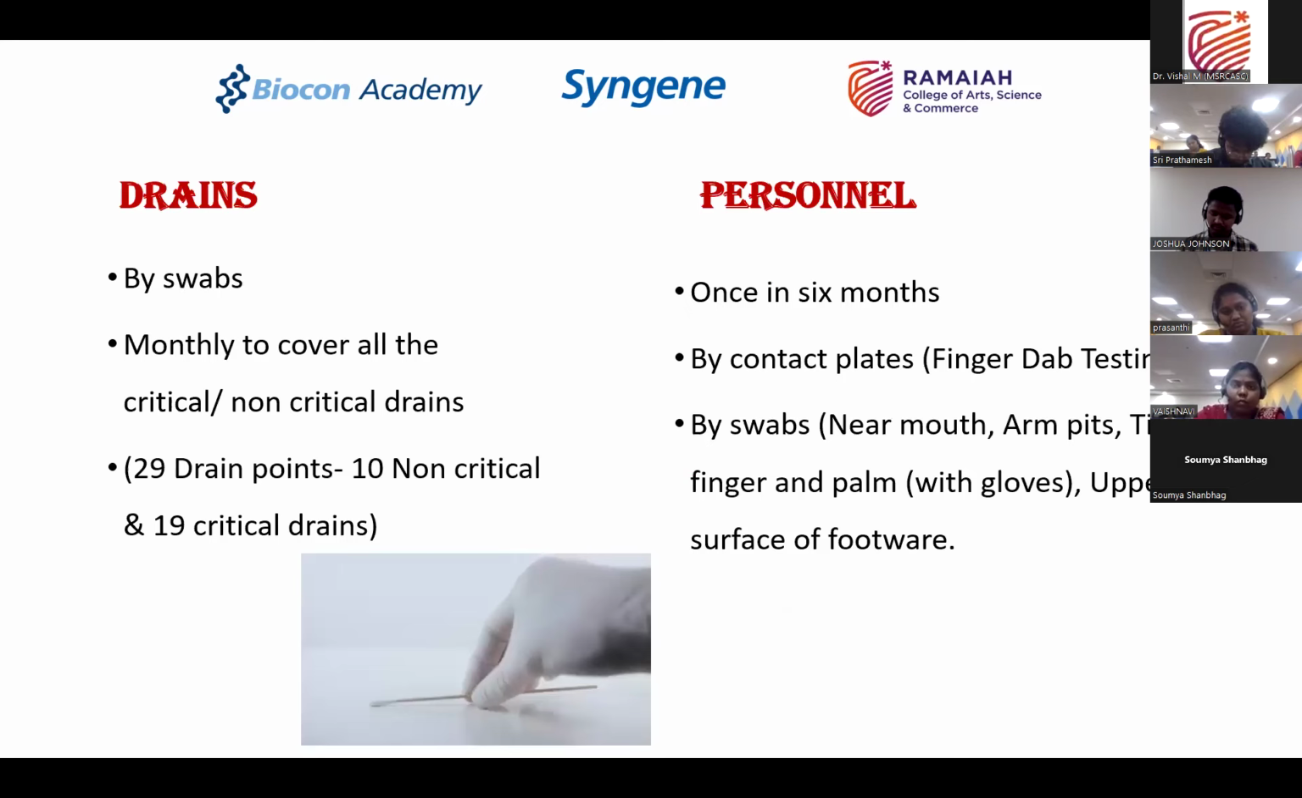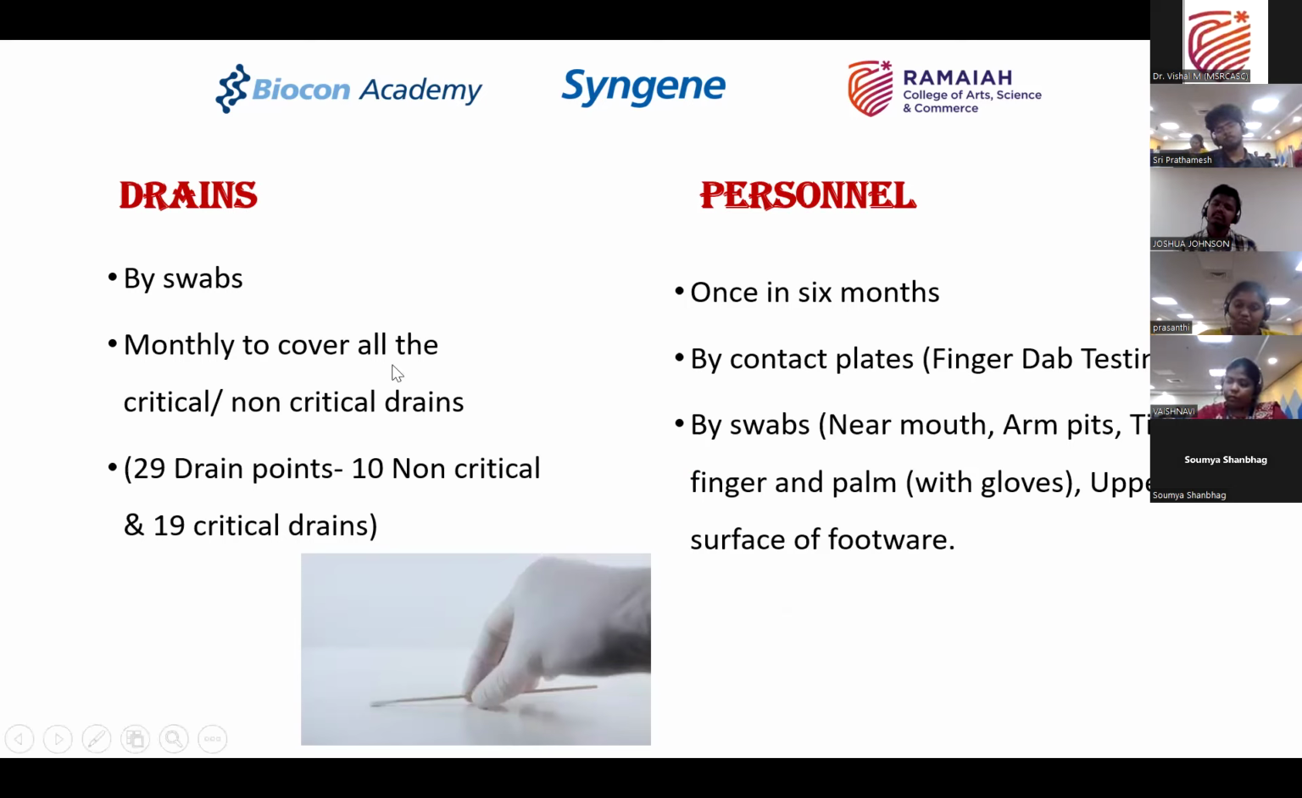Now, what are the next things which we are going to monitor? Drains and the personnel. How are we going to check the drains? With the help of swabs only. In this picture, you can see this is called a swab. It is a sterile cotton swab, and it will be rubbed on the surface, or it will be used for drains also, and then it will be used on the plates, and then counting will be done.